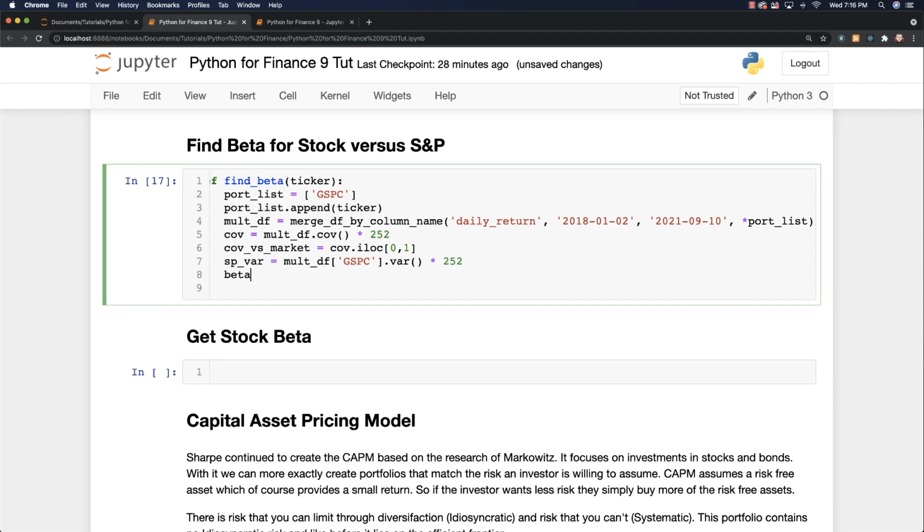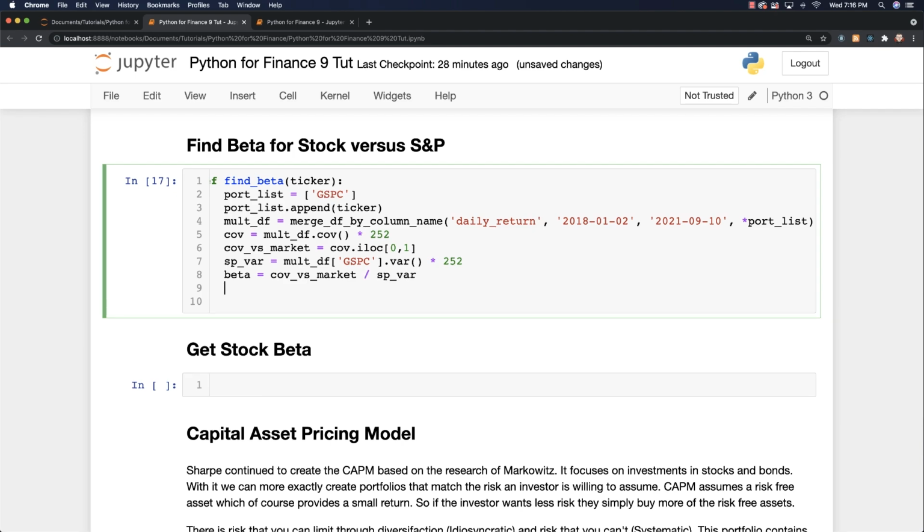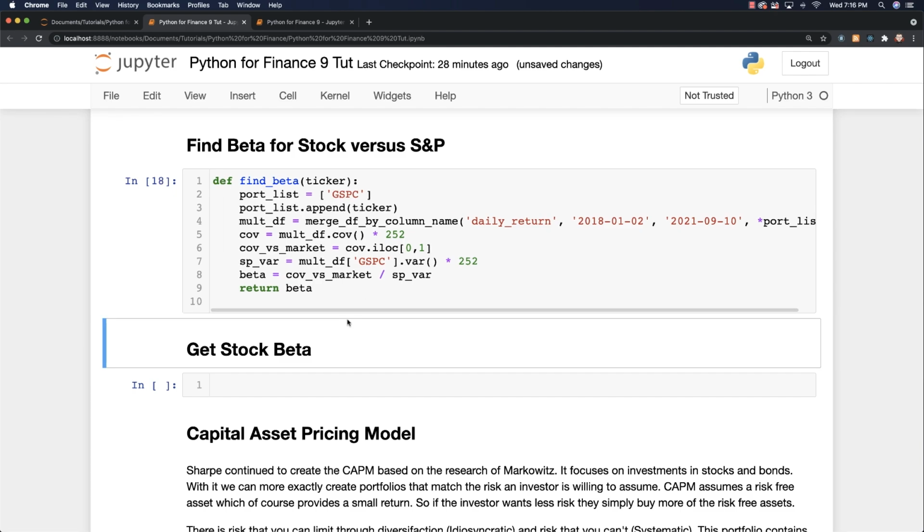And then beta is going to be equal to the covariance versus market divided by the S&P 500 variance, and it will return the beta. So there it is, and there it is. And let's move that over there.